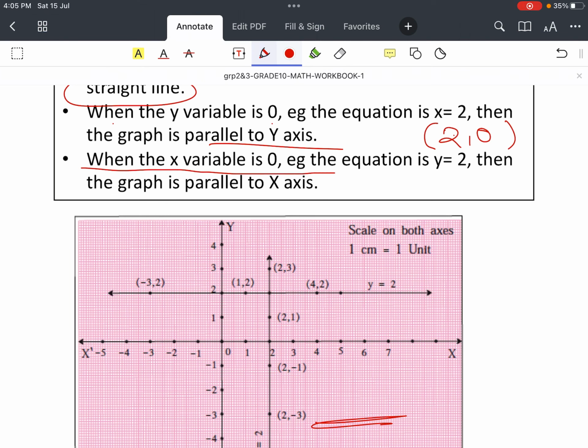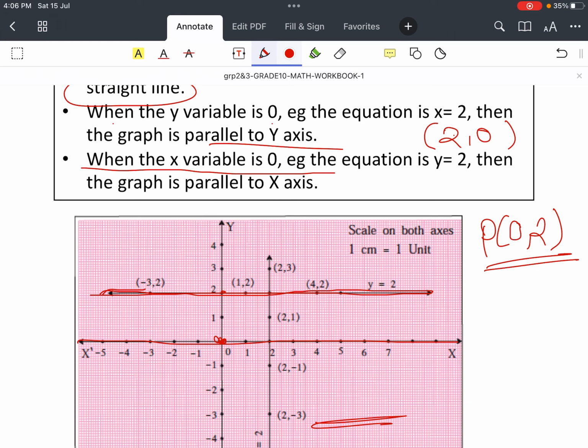Next, when the x variable is 0, okay, exactly opposite. Take the example y is equal to 2, so we are plotting a point P, okay, x is equal to 0 and y is equal to 2, so this is point P. Okay, so x is equal to 0 means your point is here, y is equal to 2 means your point is here. So for this case we have to draw this type of line. Okay, the graph of this is a horizontal line which is parallel to the x axis. Clear है?